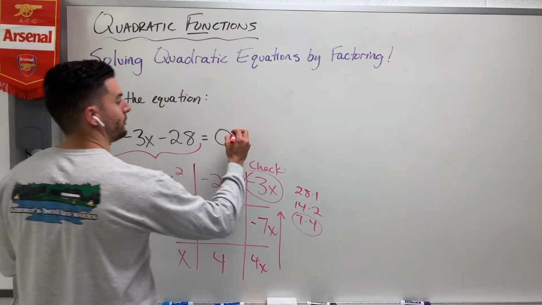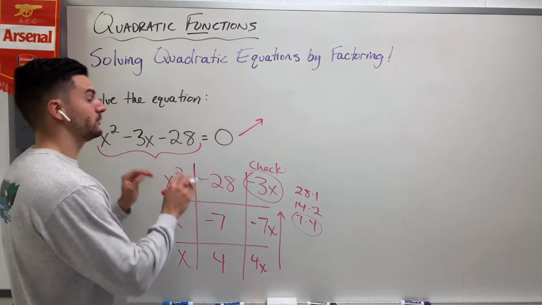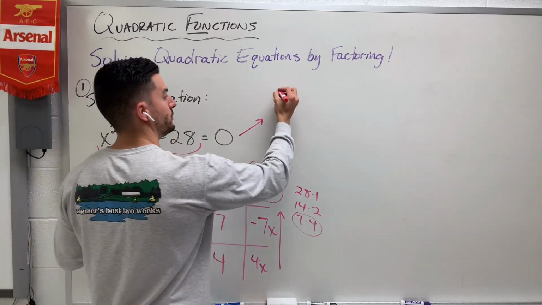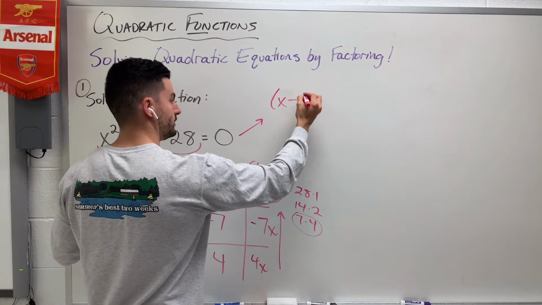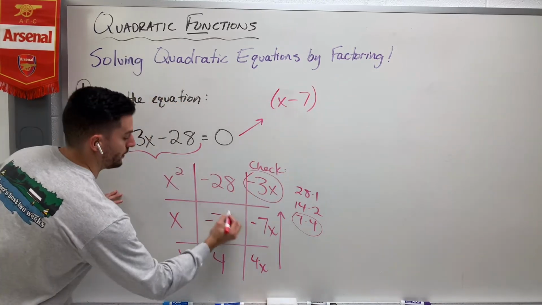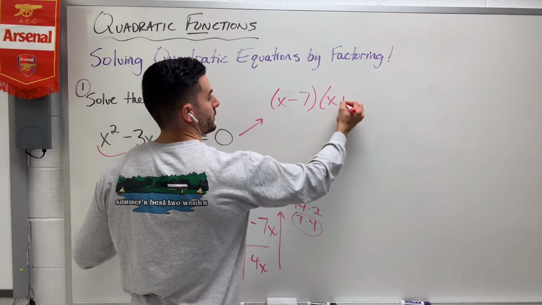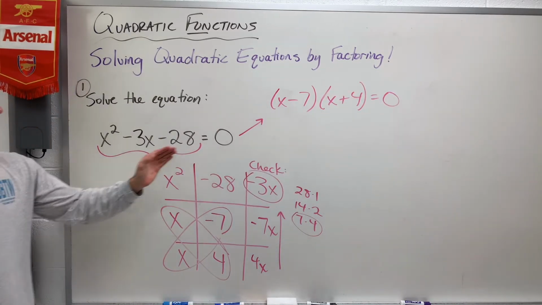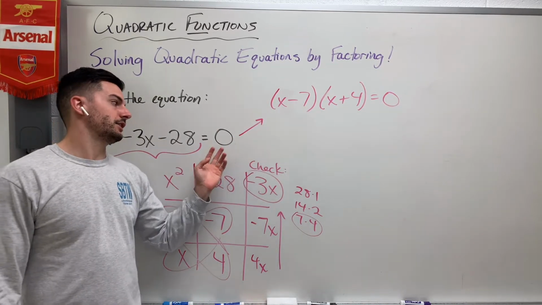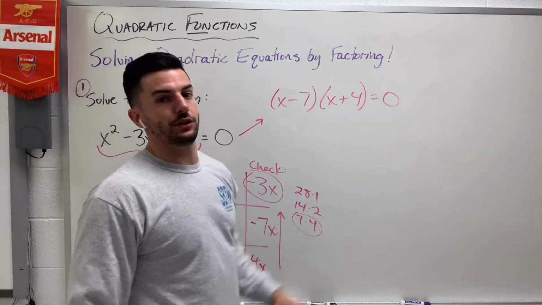All that work showed me that this trinomial factors into x minus 7, these two groups and then these two, so x minus 7, x plus 4. So this trinomial factors into this, and then I just write the equals 0 there because that part didn't change.